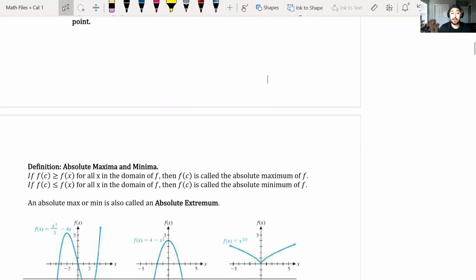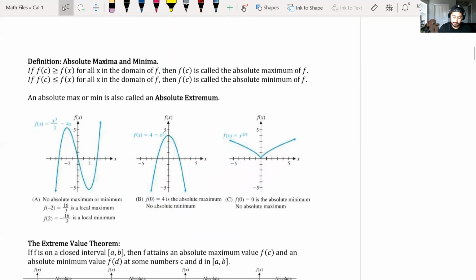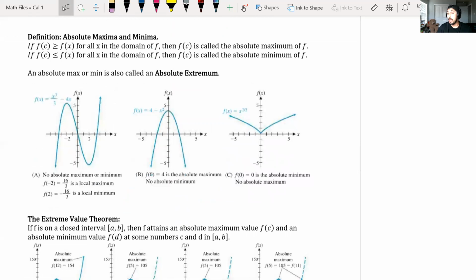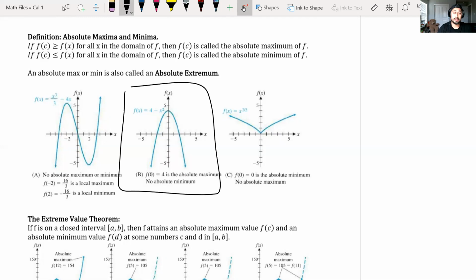The next page is about absolute maximums and absolute minimums. To be an absolute max, you have to be the highest point, the only high point on the graph. So if you look at the graphs below, the second graph here represents an absolute maximum. This point is the absolute highest point of the graph. This is why it's considered an absolute maximum.